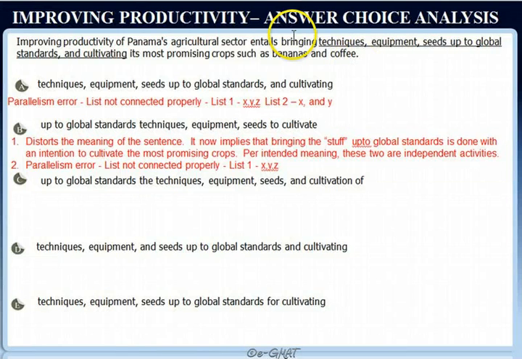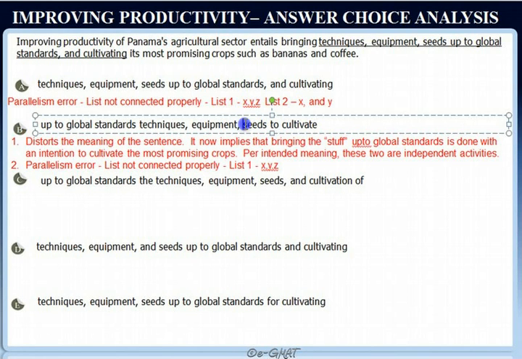Per the intended meaning, we had two different actions that would lead to improving productivity. The first thing was to bring those things up to global standards, and the second thing was to cultivate its most promising crops. But what choice B does is that it combines those two actions into one. It states that once you bring these things to global standards, that would be done in order to cultivate the most promising crops, and that's not correct. So this sentence distorts the meaning of the original sentence, and it also does not connect the elements of the first list appropriately. There is no and before the last element, so this sentence has two errors.